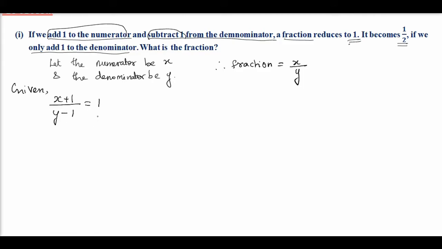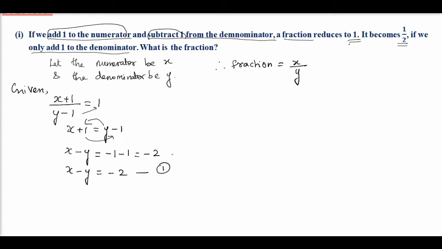This is the first condition given. Now let's simplify this to get the first equation. When you cross multiply with y minus 1, we get x plus 1 equal to y minus 1. Group the variables to one side and the constants to the other side, so that you get x minus y equal to minus 1 minus 1, that is minus 2. So we get the first equation to be x minus y equal to minus 2. This is our first equation.